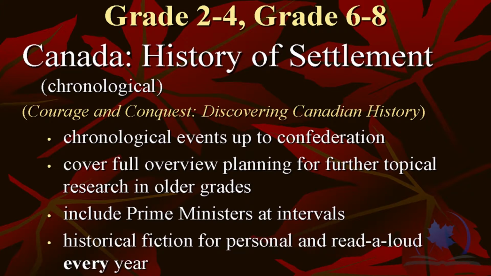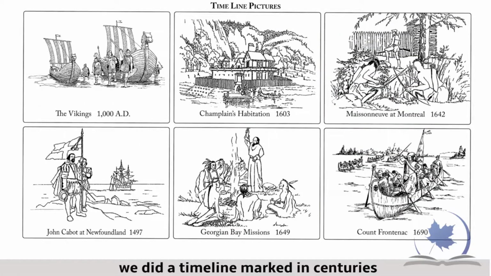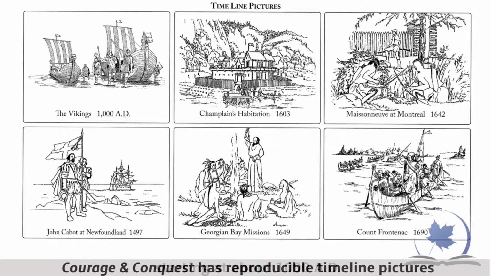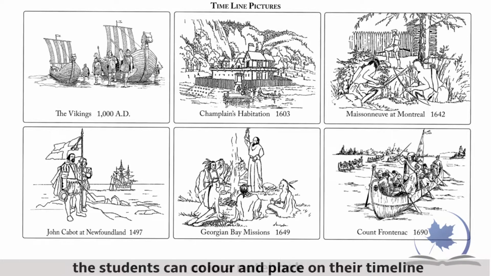Include historical fiction for personal and read aloud every year, even when you're doing other topics of study, so that your students really get that foundation of Canadian stories. We did a timeline marked in centuries starting at about 1000 AD. Courage and Conquest has reproducible timeline pictures the students can color and place on their timeline or in a notebook.